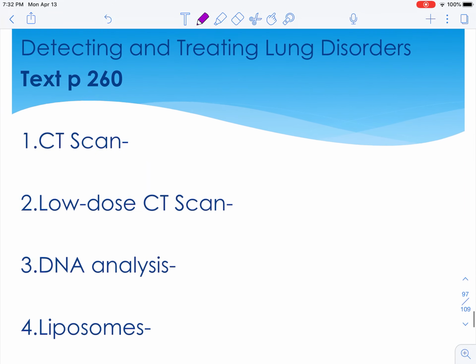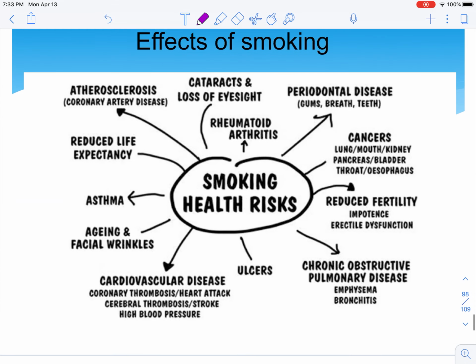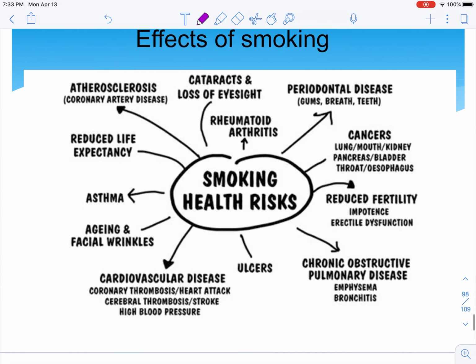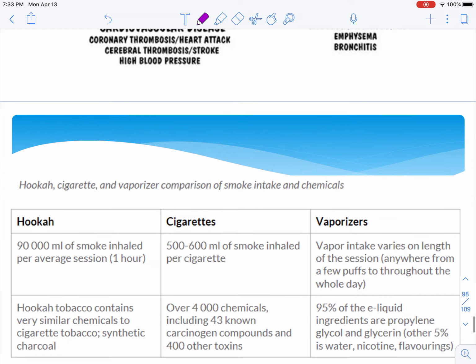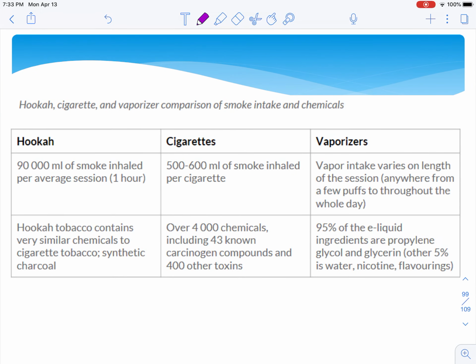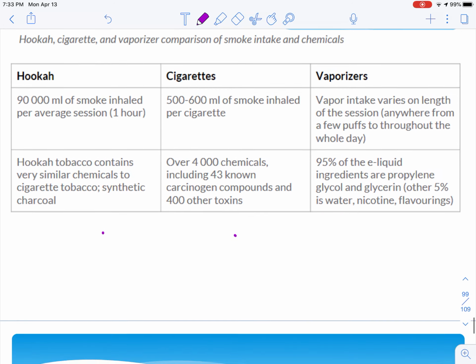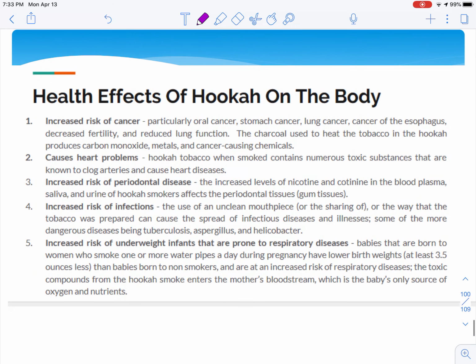These notes are in your textbook, Treating Lung Disorders. Check those out. A few more effects of smoking. You guys can take a good look at those and see how that compares to components and effects of things like vapes, which basically will destroy alveoli. Cigarettes deposit all kinds of tar and carcinogens in there. And hookah, also a lot of chemicals.